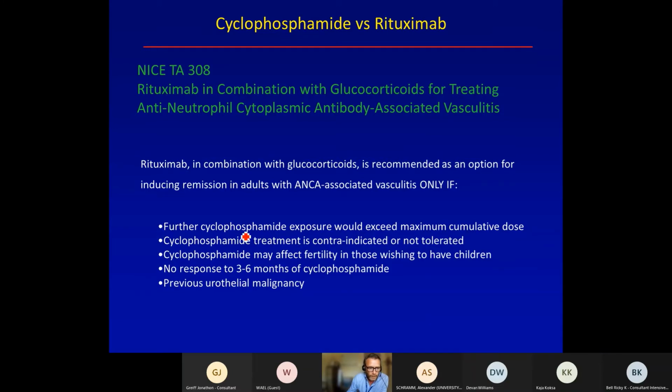The circumstances in which you're allowed to use rituximab are listed here. If you've had previous cyclophosphamide and any more exposure would take you above the maximum cumulative dose. If it's contraindicated or not tolerated for any reason, you can use rituximab. Cyclophosphamide will affect fertility, and so in people of childbearing age, we would tend to use rituximab. If you're non-responsive to cyclophosphamide, again, you can use rituximab. And if you've had previous urothelial malignancy, you can use rituximab because of the risk of bladder cancer associated with cyclophosphamide. So we still work generally to that guidance.